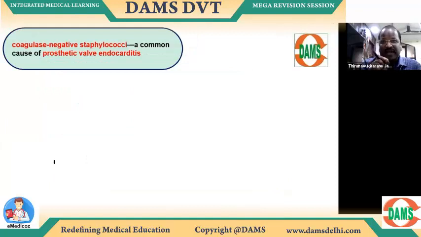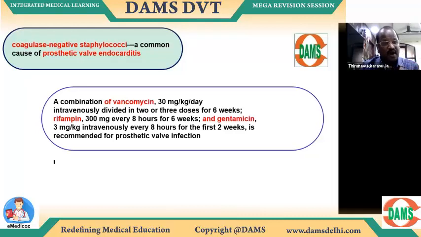And then there is one more question, a recently asked AIIMS question: coagulase-negative staphylococci. This is a common cause of prosthetic valve endocarditis. For this case, how to approach? We go for a combination of vancomycin, 30 milligram per kg per day intravenously, divided into 2 to 3 doses for 6 weeks of therapy, along with rifampicin 300 milligram every 8 hours for 6 weeks, and also gentamicin. Remember, it is a triple-drug regimen for prosthetic valve endocarditis: better give vancomycin with rifampicin. This was the recently asked AIIMS question.